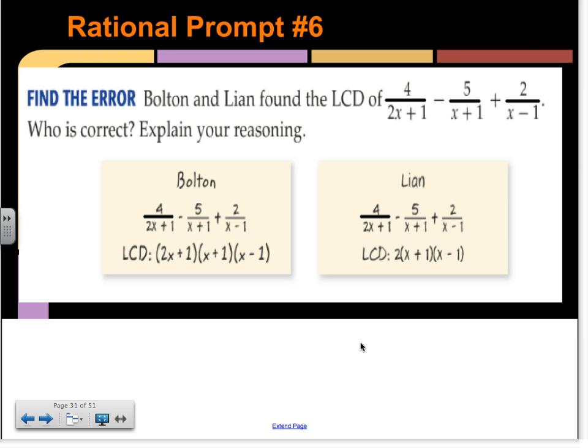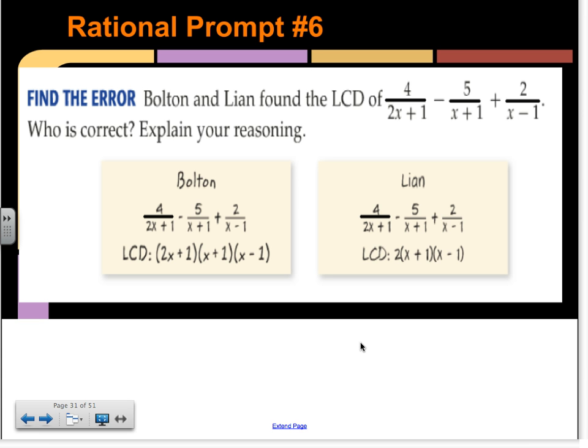Yeah, go ahead, Isaiah. I think Bolton did it. You think Bolton did it correctly? Why? You gotta have a good reason for it, right? Like, why do you think he did it correctly? See, I said to explain your reasoning.